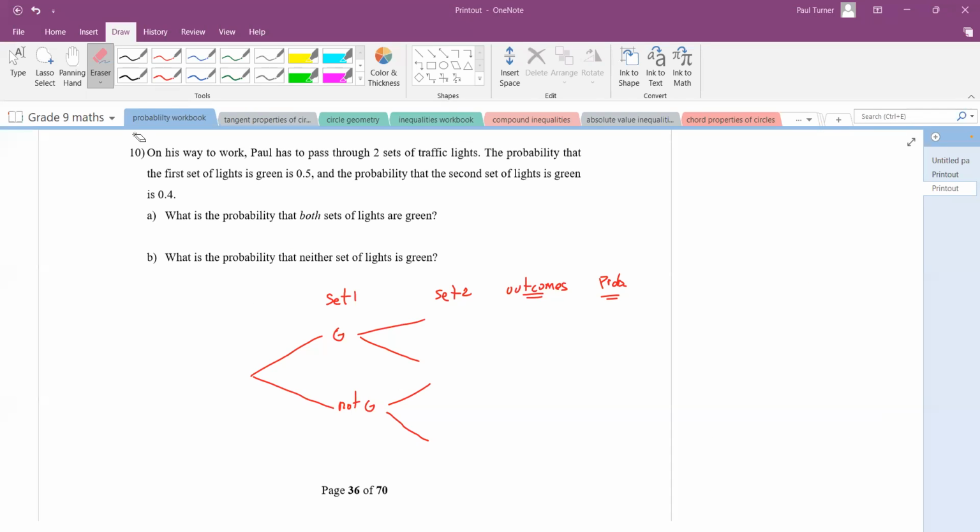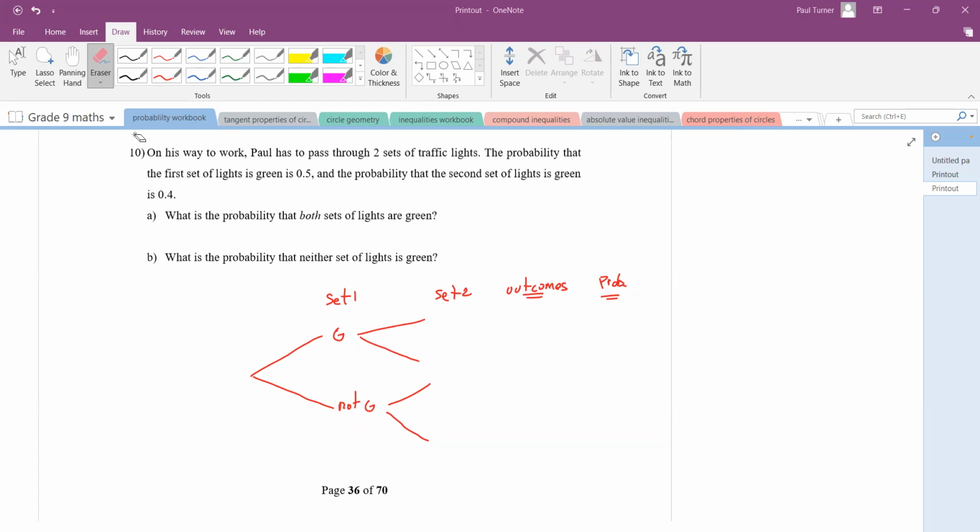In question 10, on his way to work, Paul has to pass through 2 sets of traffic lights. The probability that the first set of lights is green is 0.5, and the probability that the second set of lights is green is 0.4. What is the probability that both sets of lights are green? And calculate the probability that neither set of lights is green.